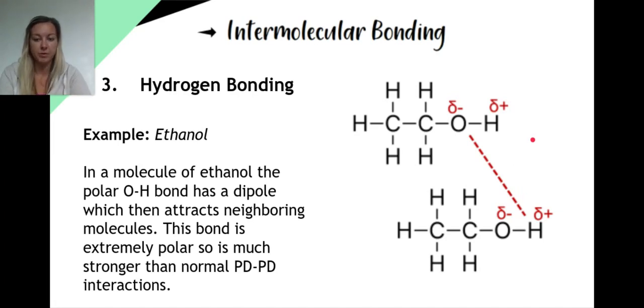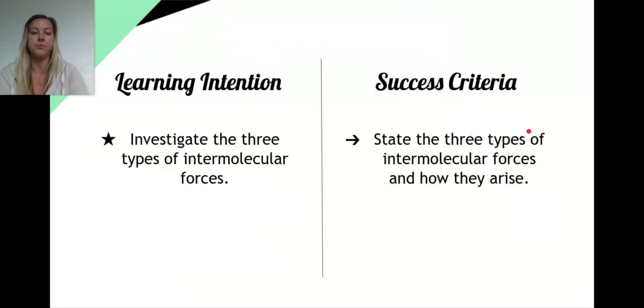Much, much stronger than permanent dipole interactions, but we will have a look at physical properties as well as lots of things, solubility, miscibility, next time. We're just doing the very basics of intermolecular bonding right now, and we just have to know that hydrogen bonding is the strongest, and it's between hydrogen and NOF elements.